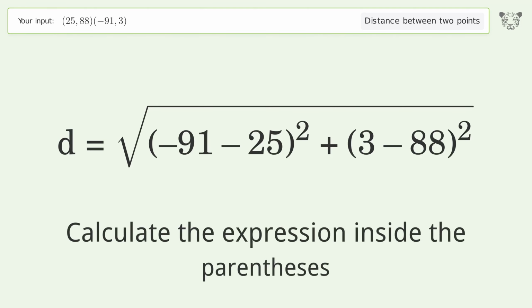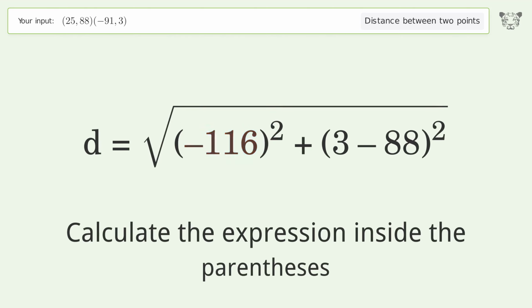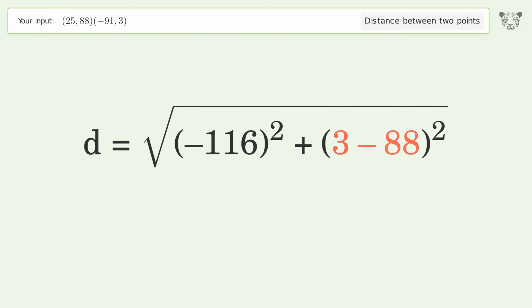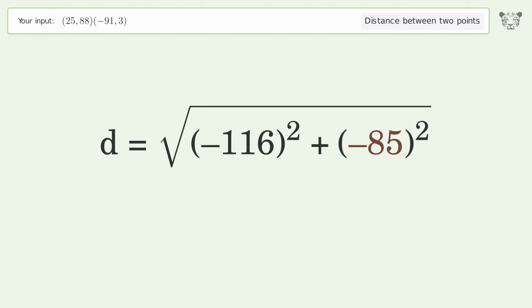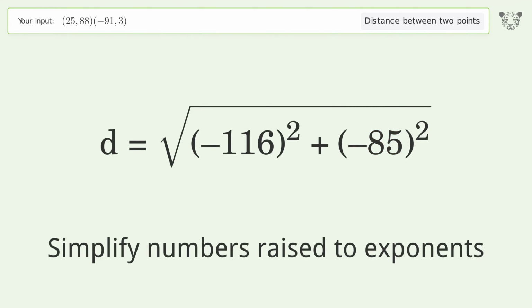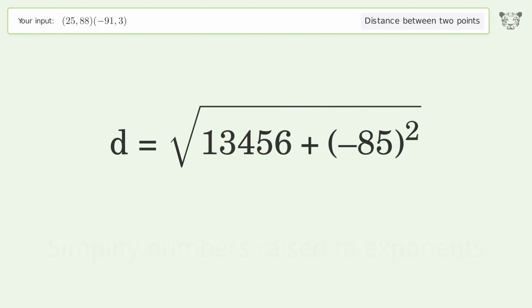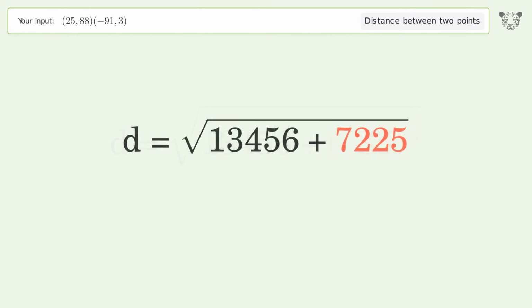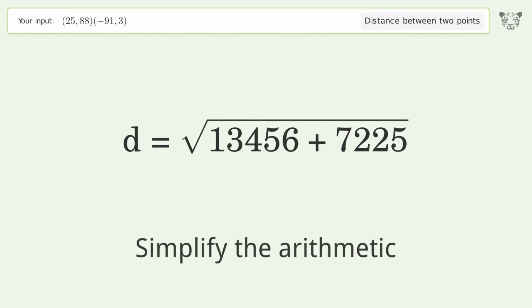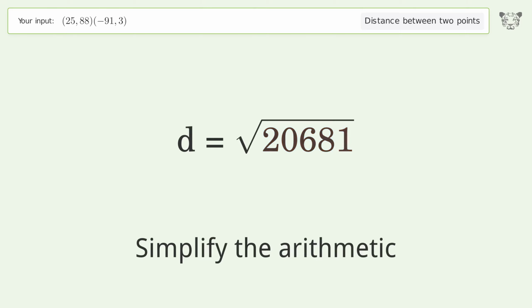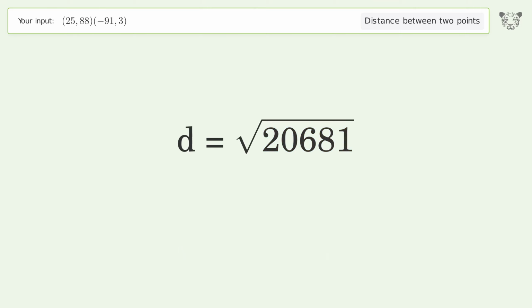Calculate the expression inside the parentheses. Simplify numbers raised to exponents. Simplify the arithmetic. And so the distance between the 2 points is the square root of 20,681, or 143.809.